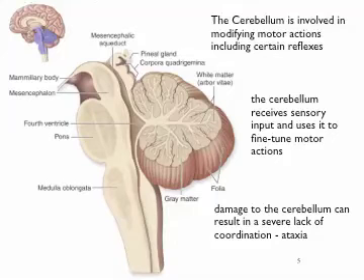It's important for learning ballistic movements of your body, like jumping or throwing stuff, so that it improves your accuracy with iterations of certain motor actions. When you get damage to this area, it can result in a severe lack of coordination that we call ataxia.